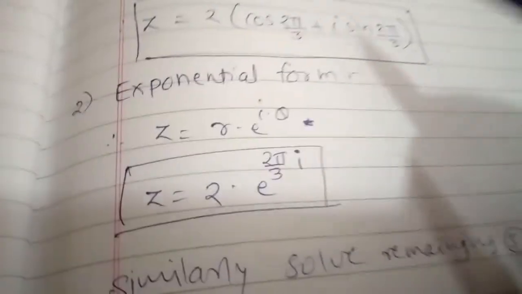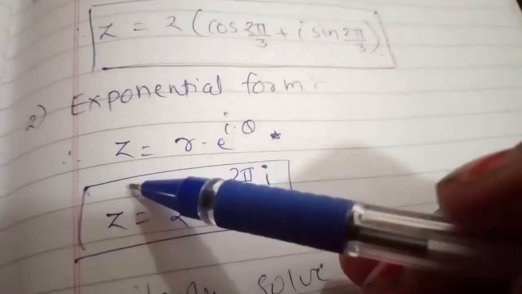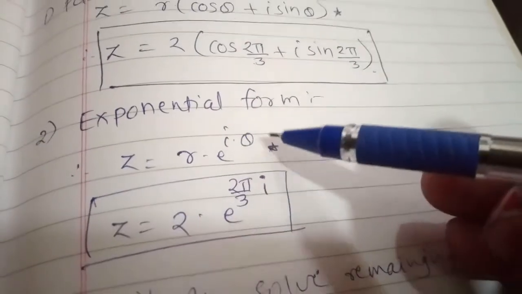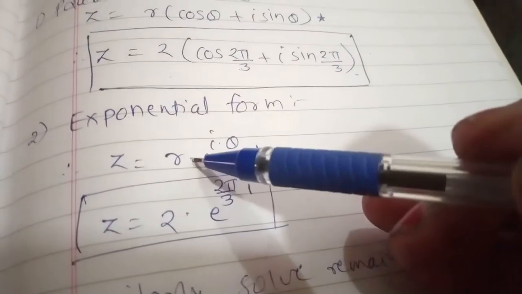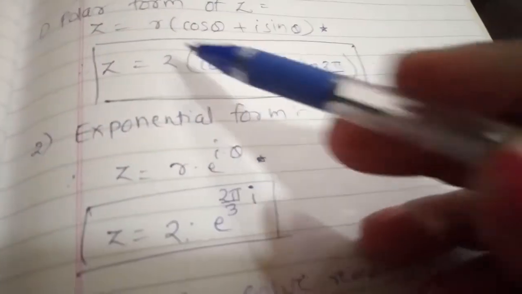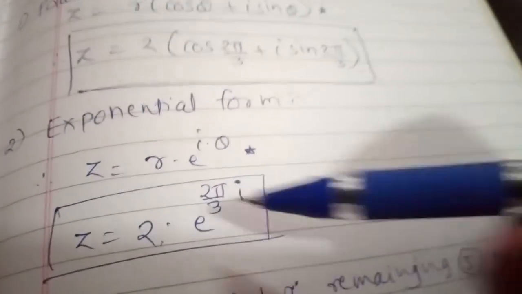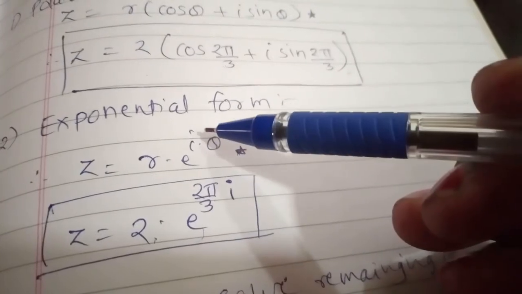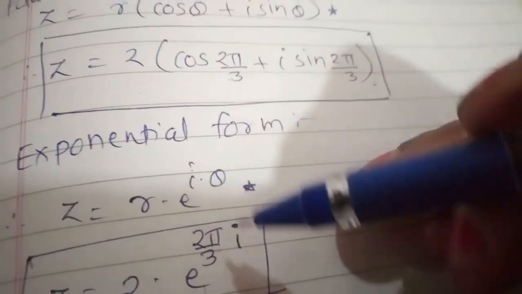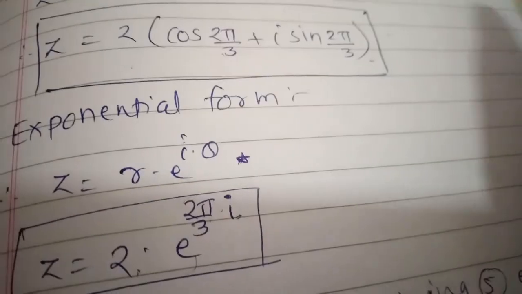And similarly we have to find the exponential form also. The exponential form is given by z is equal to r into e raised to i theta. So z is equal to the value of r, that is 2. Here also I write 2, and e raised to the value of theta, which we just found, 2 pi by 3. So 2 pi by 3, and this i is as it is. So this is the simple answer of the exponential form.